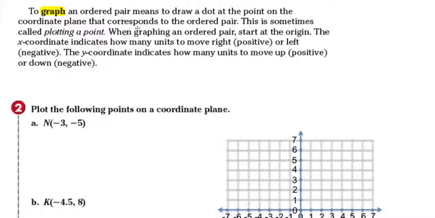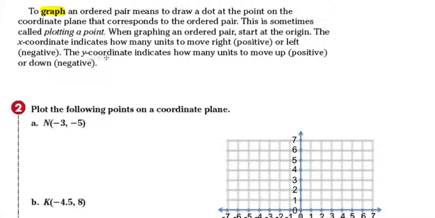To graph an ordered pair means to draw a dot at the point on the coordinate plane that corresponds to the ordered pair. This is sometimes called plotting a point. When graphing an ordered pair, start at the origin. The x-coordinate indicates how many units to move right, which is positive, or left, which is negative.